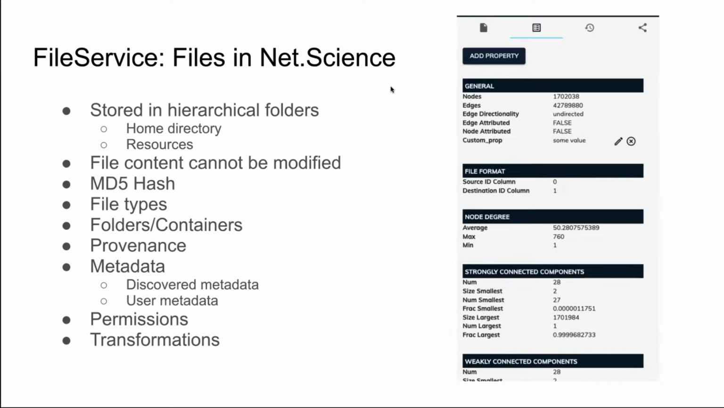So in here, we have basically your traditional directory structure, a hierarchical structure of folders. And inside of there, we can put files of any type. We have enumerated a number of different file types that can have special properties, and I'll talk about them. But what you'll see in Net.Science specifically is that you have a home directory that you can browse to, and then you can organize that however you want. And we have a resources folder, which is where we put publicly shared networks and things like that.